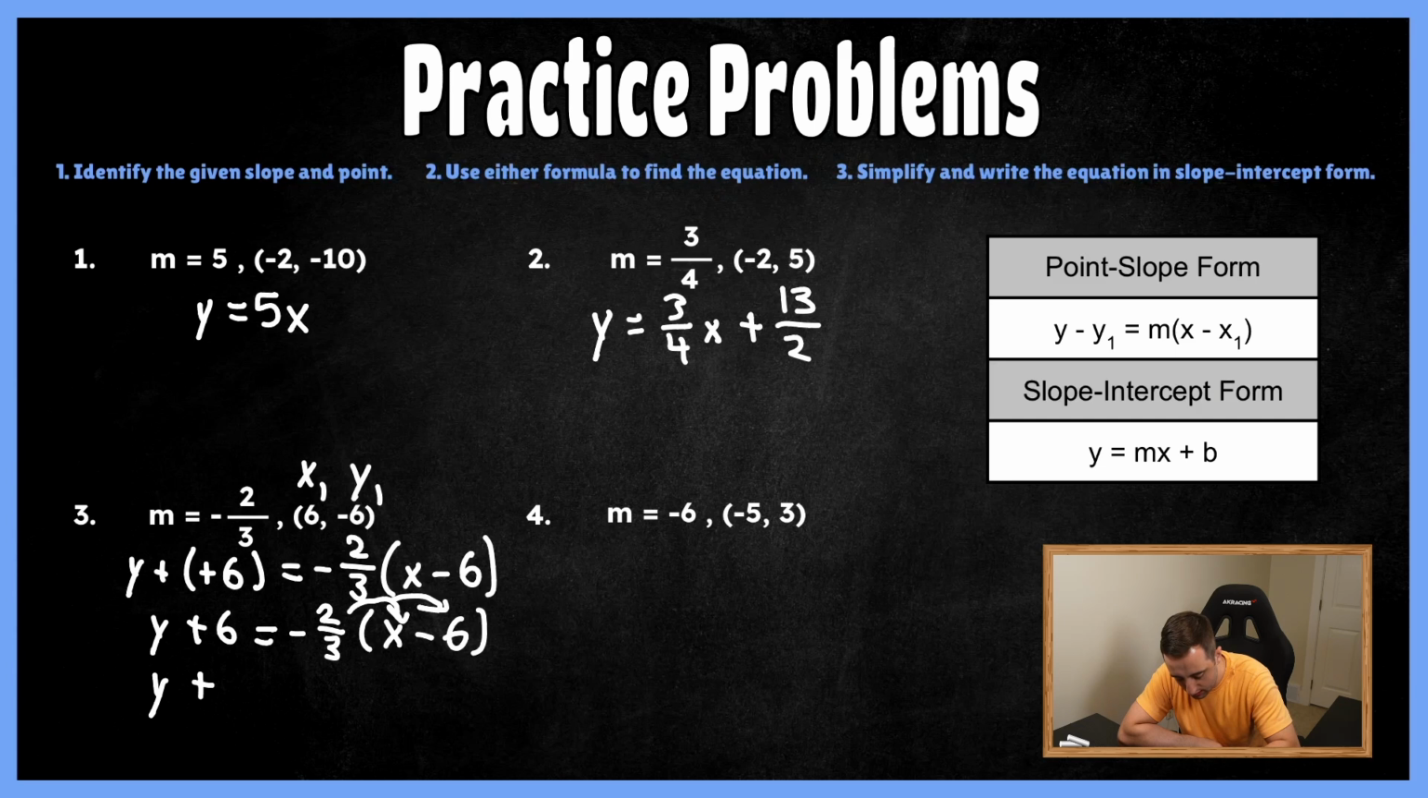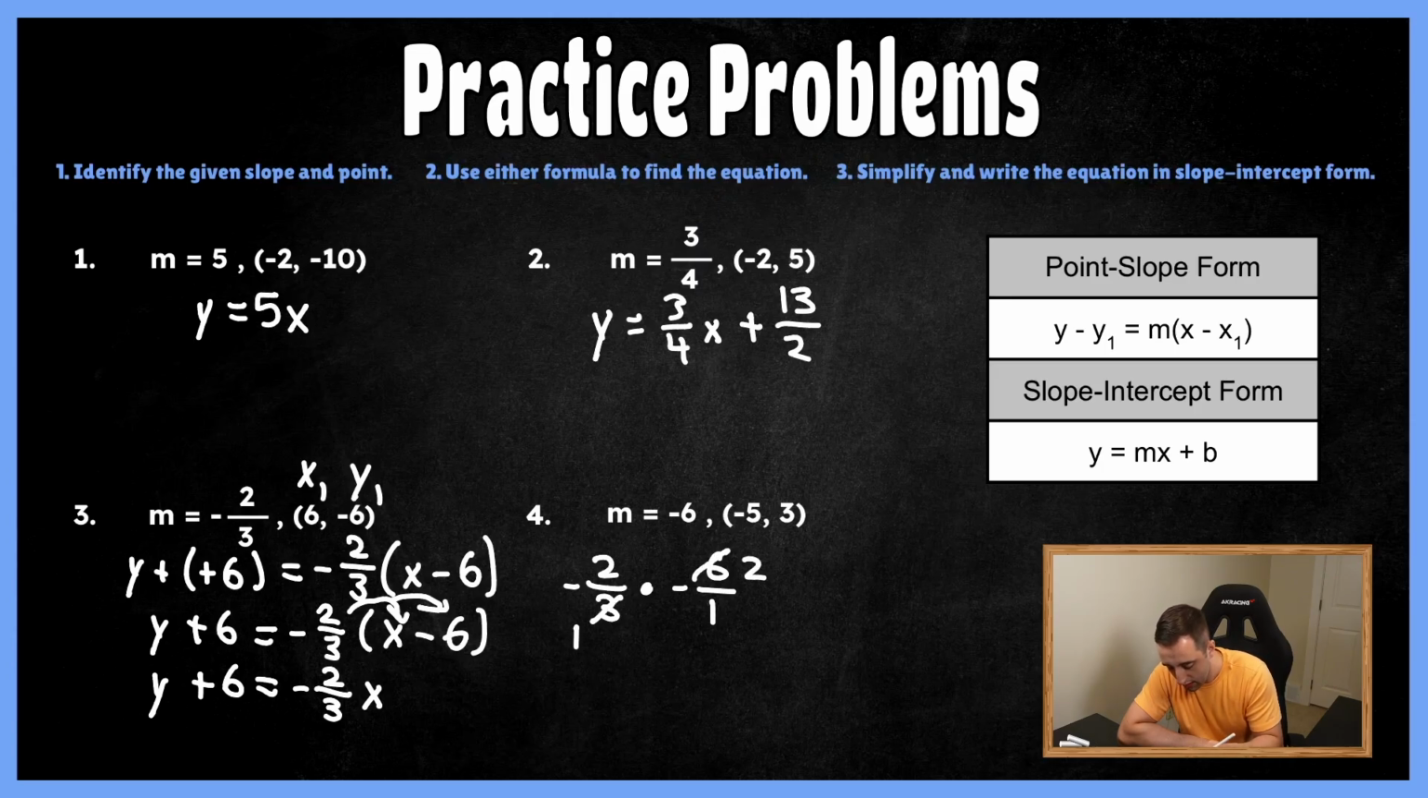So y plus 6 we leave alone. Negative 2/3 times x is just negative 2/3 x. And then once again, we're going to have to multiply a fraction and make 6 into a fraction. So that's negative 2/3 times negative 6 over 1. Check to see, can you simplify anything diagonally? Well, 3 and 6 are both divisible by 3, so 3 divided by 3 is 1, 6 divided by 3 is 2. Multiply our numerators together, so 2 times 2 is 4, 1 times 1 is 1, and then we have a negative fraction times a negative fraction that turns to a positive, and 4 divided by 1 is just 4, so I'm just going to make this plus 4 here.